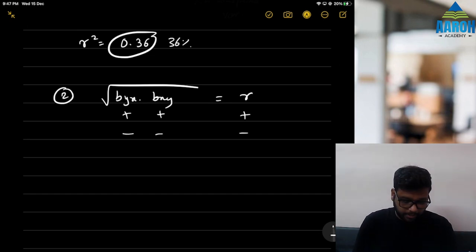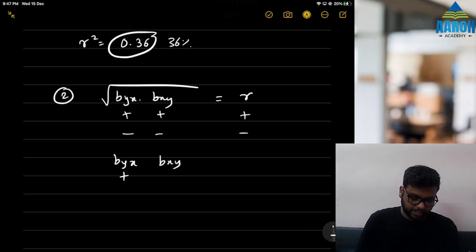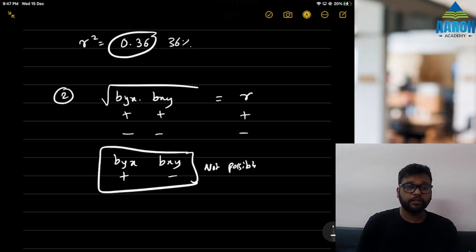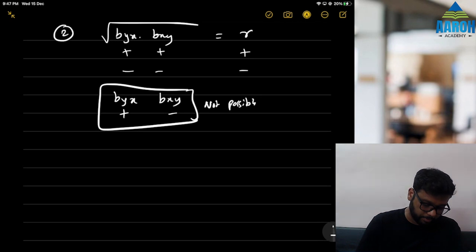It is not possible that byx is positive and bxy is negative. This is not possible. Opposite also. Again, there are a lot of questions on this, so you should remember that.